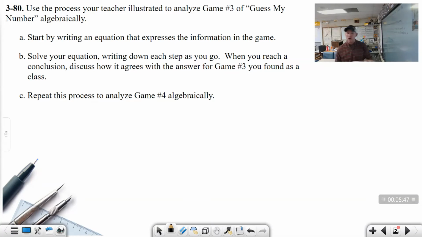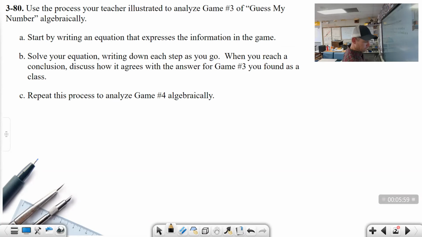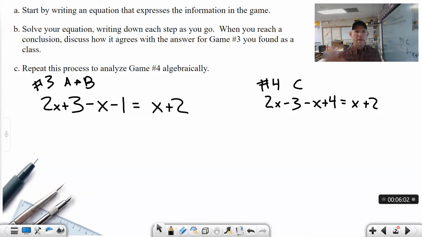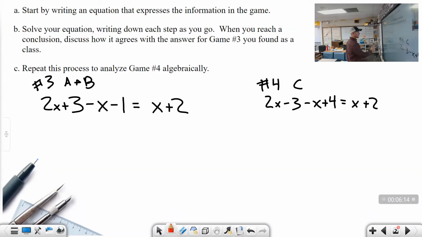Okay, so you have a box for A and B in your notebook, that we are going to start by writing that equation. So let's go ahead and go back. Double my number, add 3. Magic. I just had to pause the video and write this down to save us time. Now here's what we have. We have 2 equations. So here is rule number 3. This is guess my number. Double my number, add 3, subtract my number, subtract 1, and you will get my number plus 2.